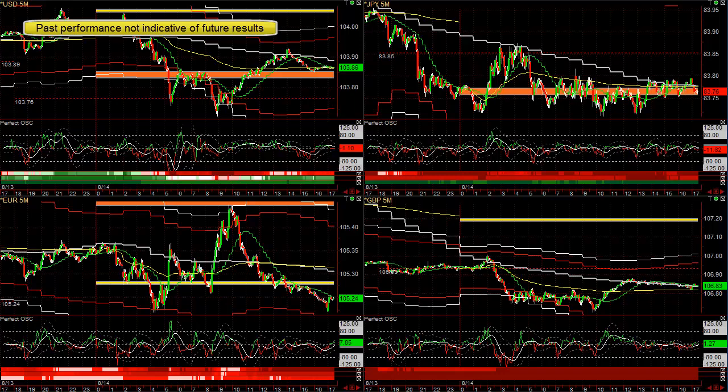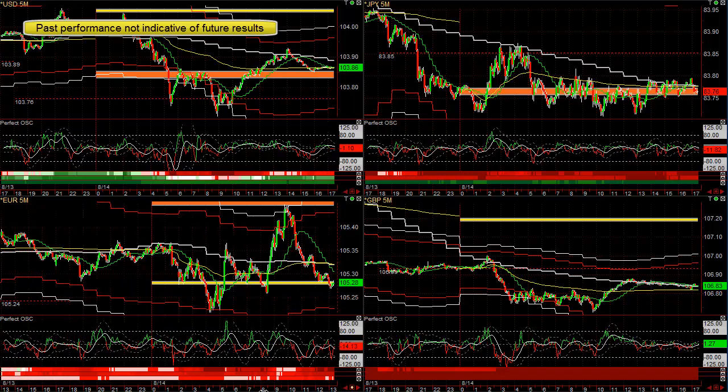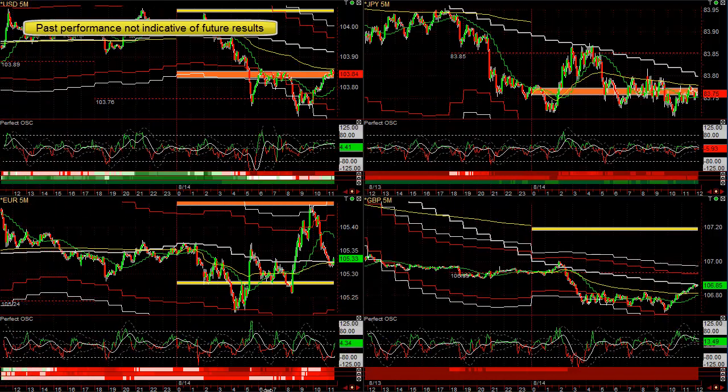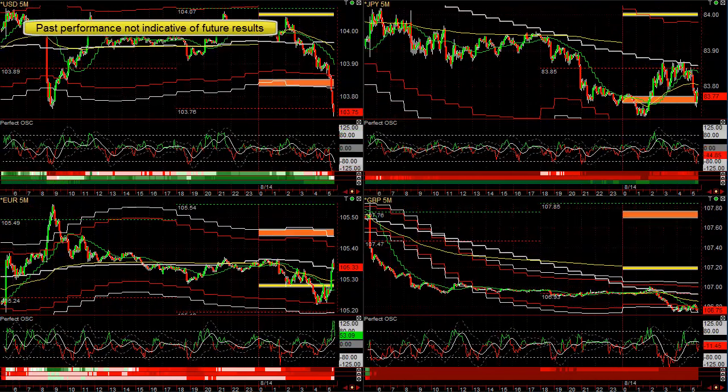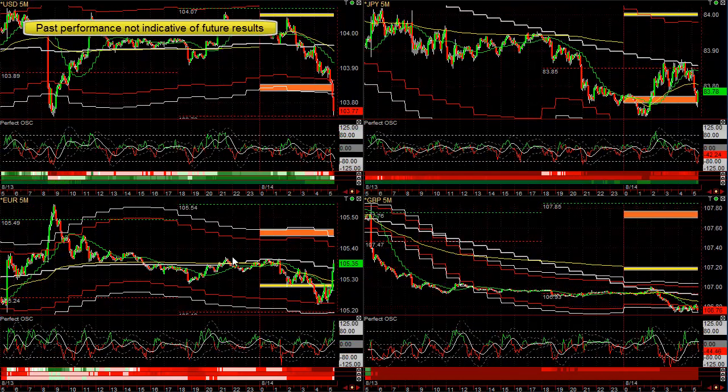For instance, let's take a look at the euro today. Clearly started the day off in a downtrend. It's underneath the hourly moving average. That means all the euro-dollar pairs are pretty much down.